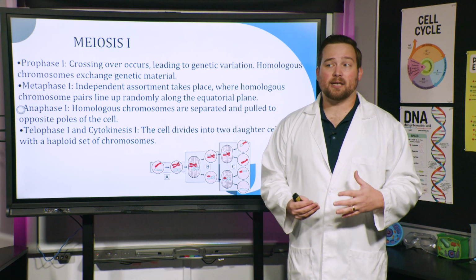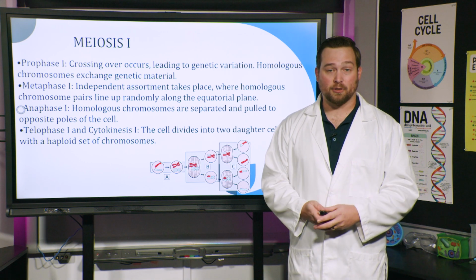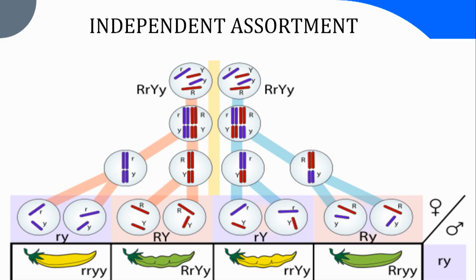So let's take a second and talk about what that independent assortment is really quickly. This is a breakdown of what's happening. Okay, so independent assortment, this is one of Gregor Mendel's laws, and just like the name would suggest, all this means is that chromosomes get sorted independently of each other, which means that traits are not always linked with each other.